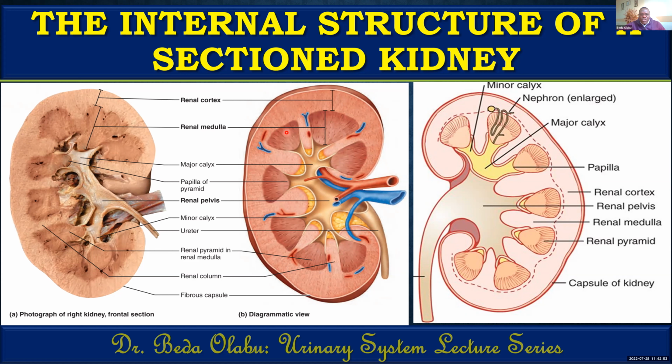From a histological point of view, the renal cortices are the regions that contain the renal corpuscles, and the renal pyramids lack the renal corpuscles, but they contain the loops of Henle as well as the collecting ducts of the kidney. So basically, that is the structure of a sectioned kidney.